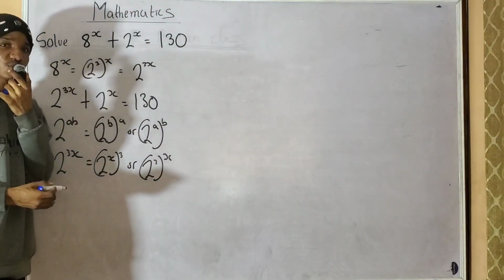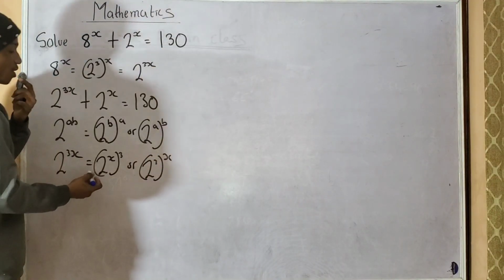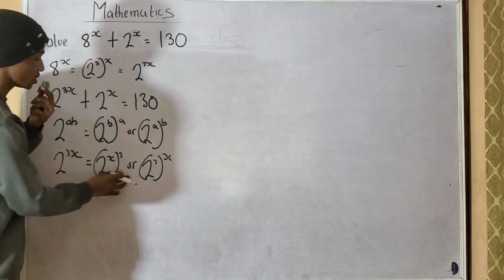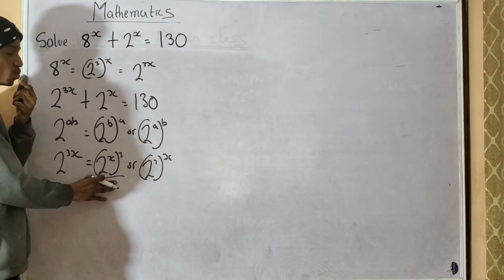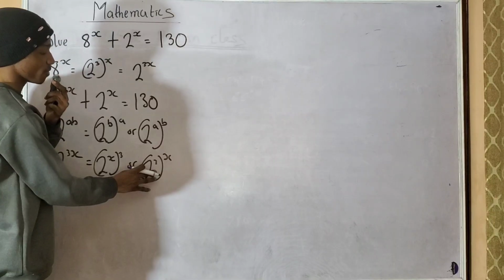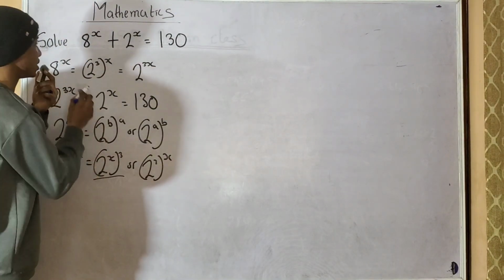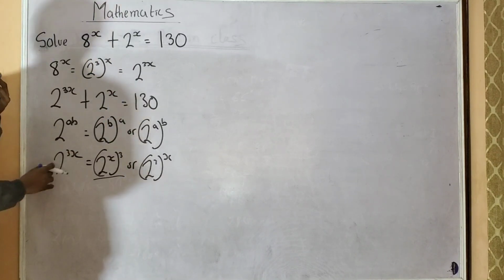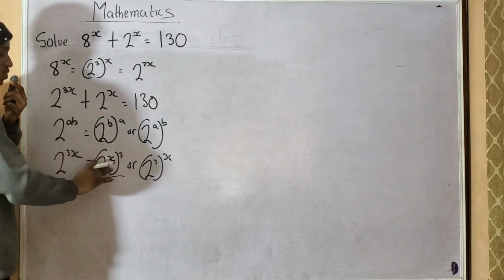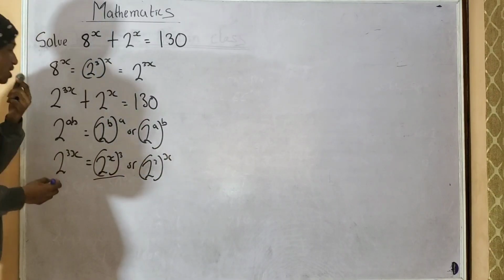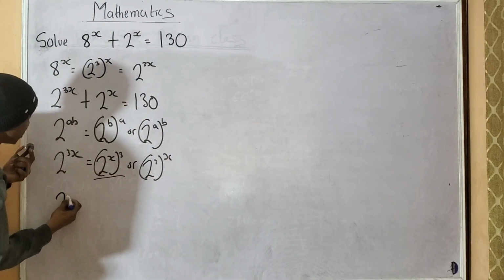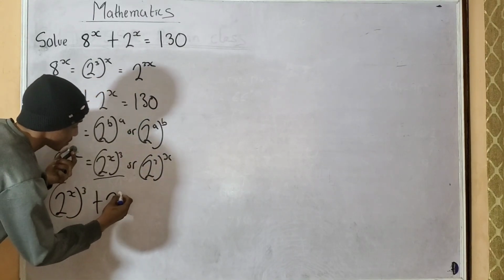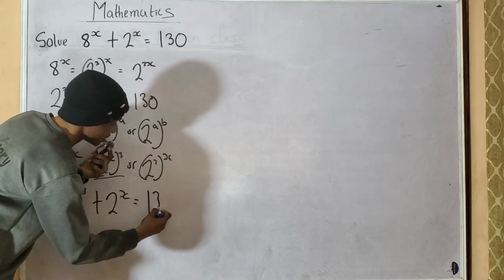Now, because of the solution that I'm doing, what I'm going to use is 2 raised to the power of x raised to the power of 3. I just showed this to help you understand that you can write it this way or this way. Do you know that 2 raised to the power of 3 is 8, right? Which will in turn give us 8 raised to the power of x. Okay, so I'm going to replace 2 raised to the power of 3x as 2 raised to the power of x raised to the power of 3. So the equation becomes 2 raised to the power of x raised to the power of 3 plus 2 raised to the power of x equals to 130.